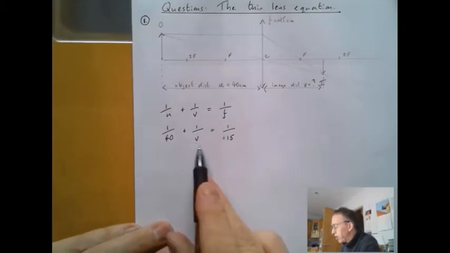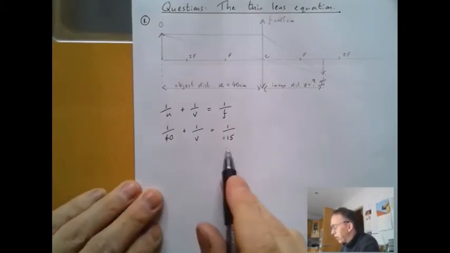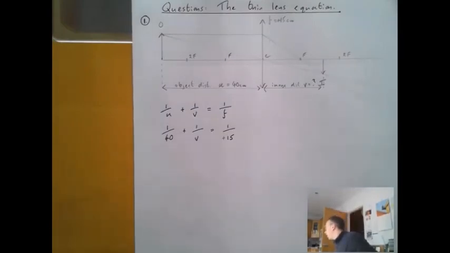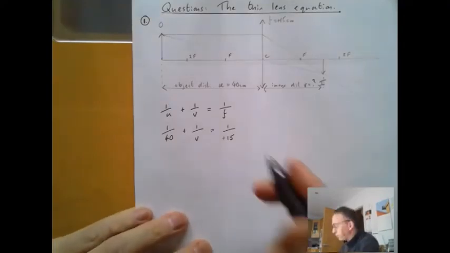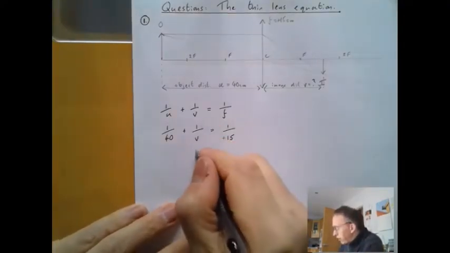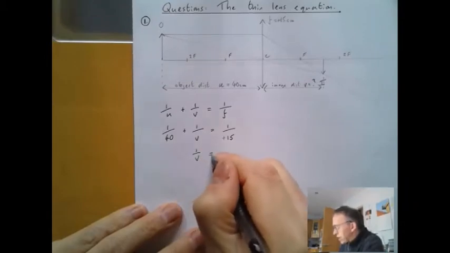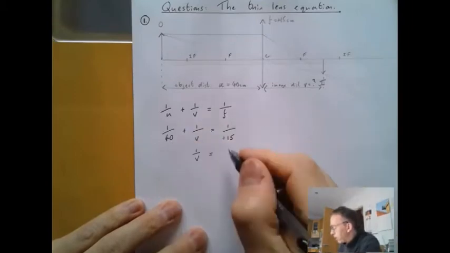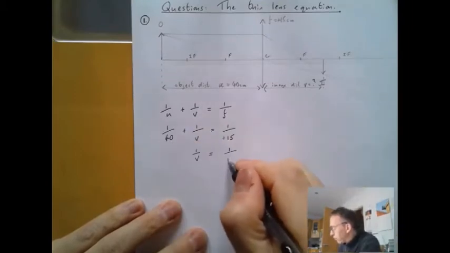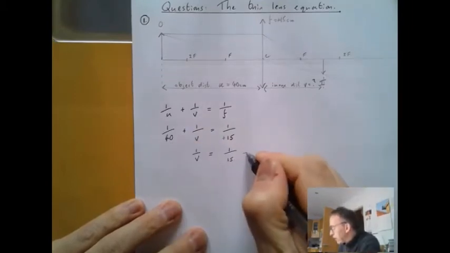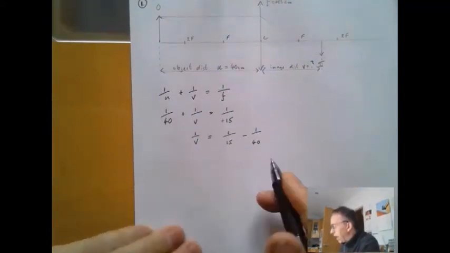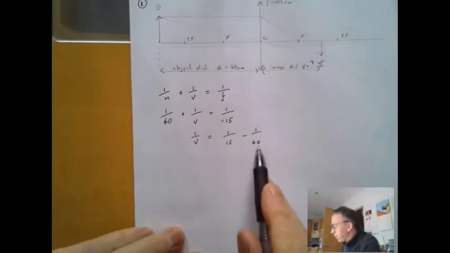Now, some of you will try and do it in a sort of fancy way using a calculator, but I don't recommend that. I think you should do it properly using fraction algebra. So I'm going to leave 1 over V on the left hand side. If I bring over 1 over 40, it will become negative. So I have 1 over plus 15 minus 1 over 40. Okay, now I want to evaluate the right hand side.